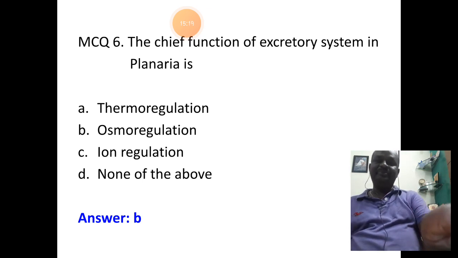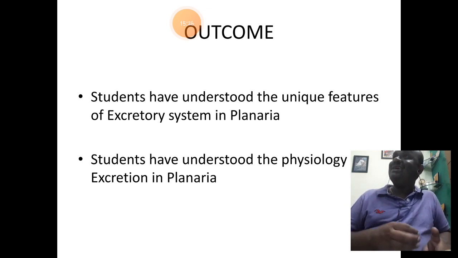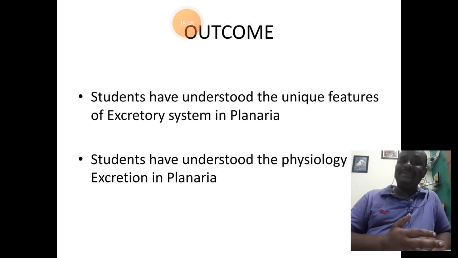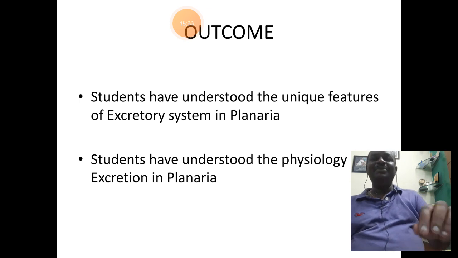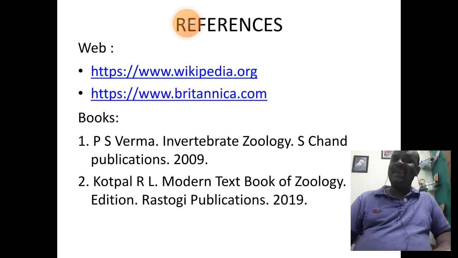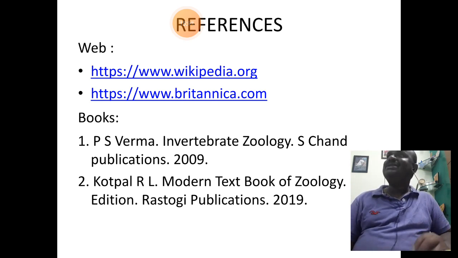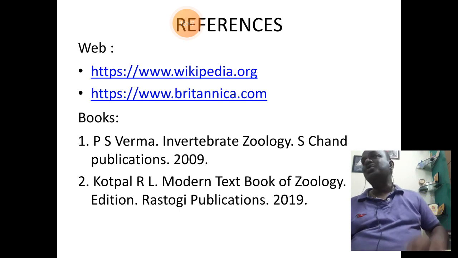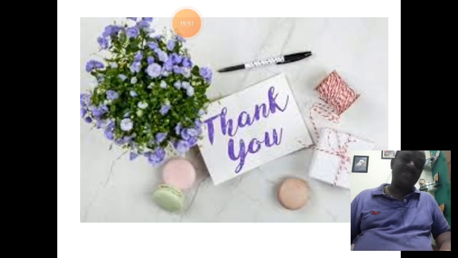So answer is B. What have we learned from the session today? We have learned about the unique features related to the excretory system and physiology of excretion in planaria. Students, the references relate to the websites, same as before, Wikipedia and Britannica.com. Textbooks are again the same, Invertebrate Zoology by Verma and Modern Textbook of Zoology by Hotpal. So with this we are completing the concept related to excretion.